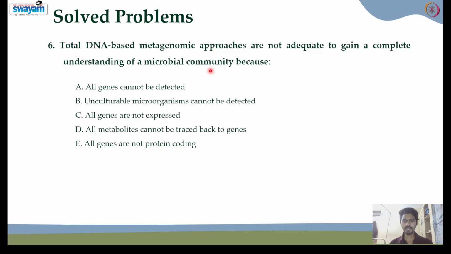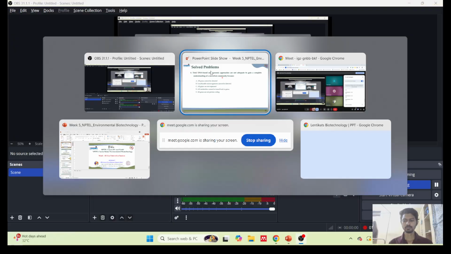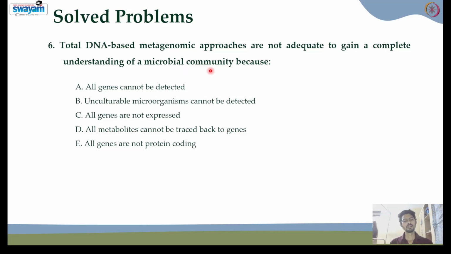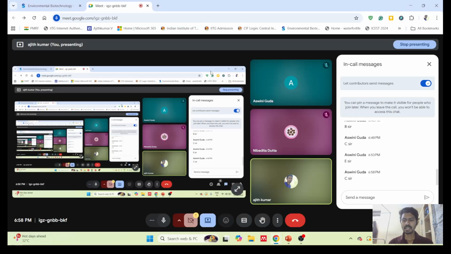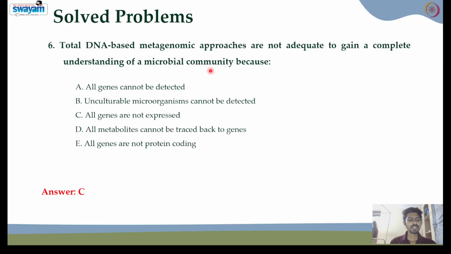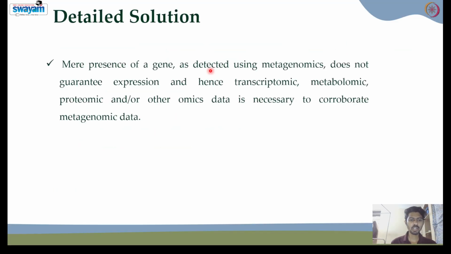Option C. Okay. We will see the answer now. Yes, it is correct. Correct, Ashwini. The option C is correct. All genes are not expressed because mere presence of genes as detected using the metagenomics doesn't guarantee their expression. We can identify the gene, but if it is expressed or not, we cannot identify through DNA based metagenomics.